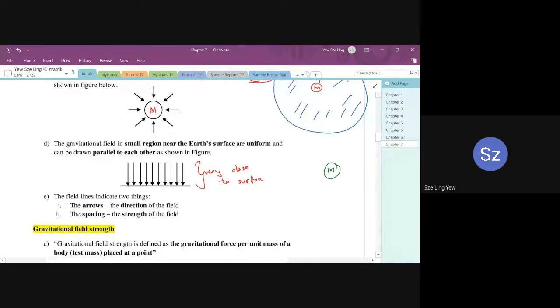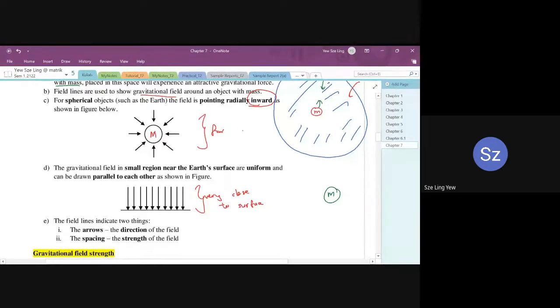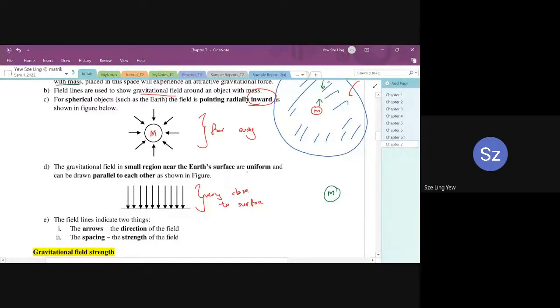So then it will become a straight line. If it is far enough, then you will see a circle or a spherical shape. Okay, not circle, but a spherical shape gravitational field. So make sure you notice the difference. If it's far enough, okay, this is far away. And then the second one is very close to the surface.